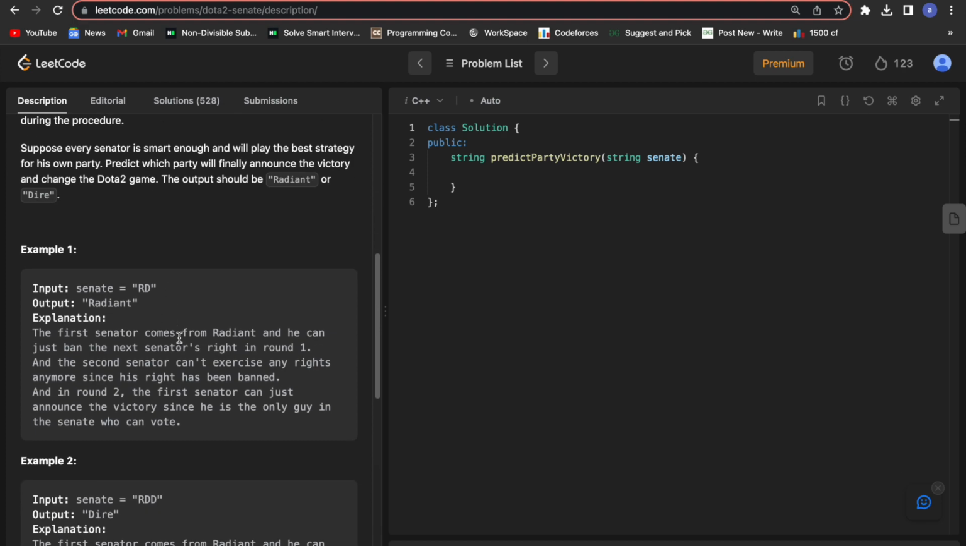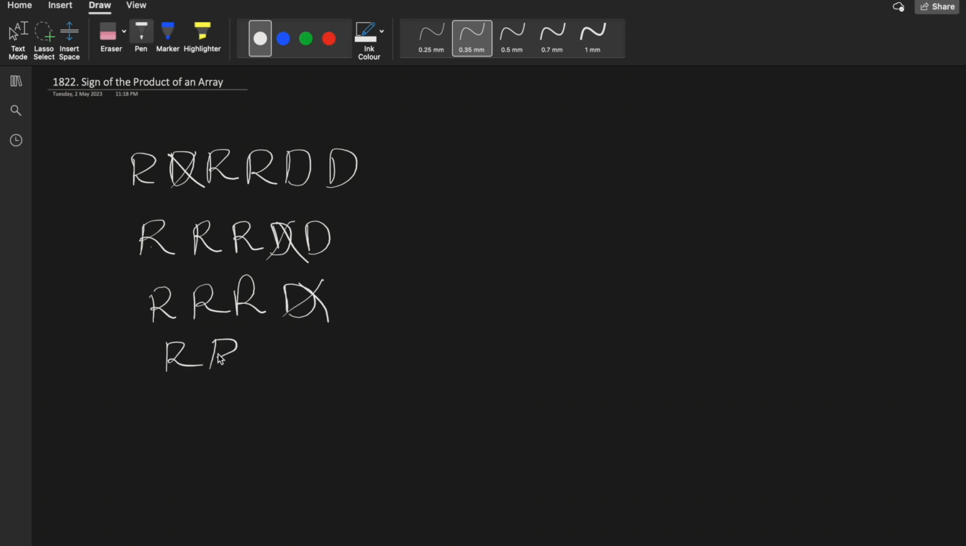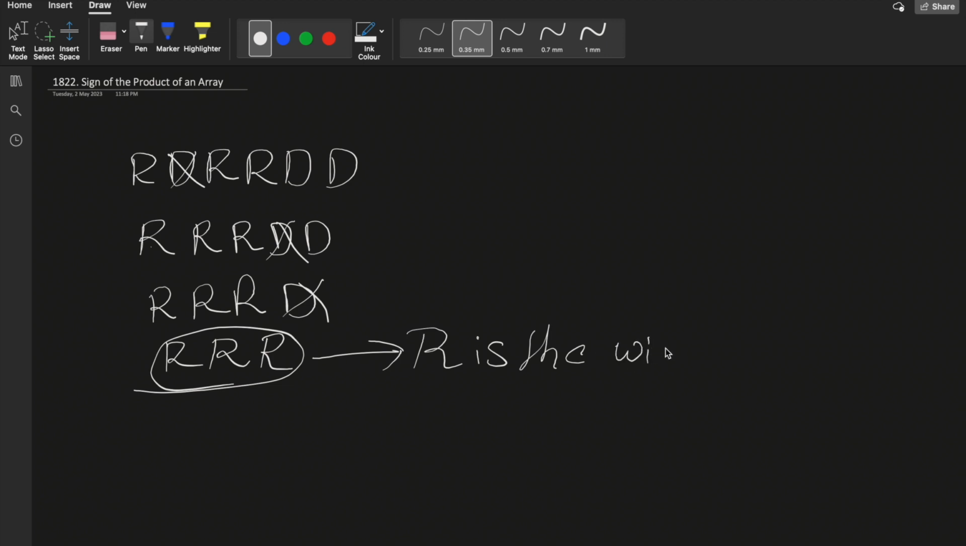Let's see one example to get a better understanding. Suppose we have R, D, R, R, D, D. Now R can destroy D. Now we have R, R, R, D, D. Now this R can destroy this D. R, R, R, D. Now this R can destroy this D. We are left with R, R, R, so we can say that R is the winner. It goes in this order.